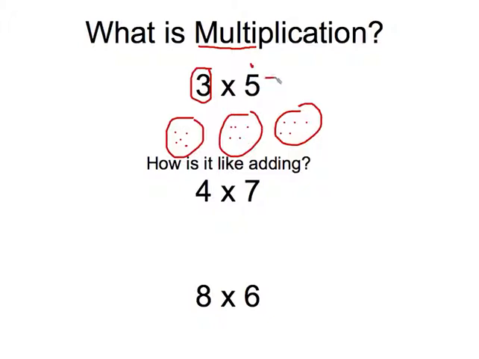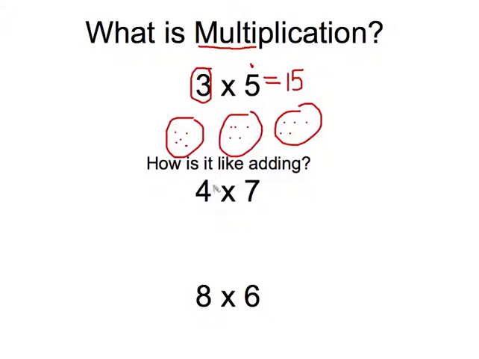Now to find my answer, all I have to do is count up how many dots I had. Well, this is 5, plus another 5 is 10, plus another 5 is 15. Now if you look at this, you could probably start to see that multiplying is like adding in a way. So how is it like adding?